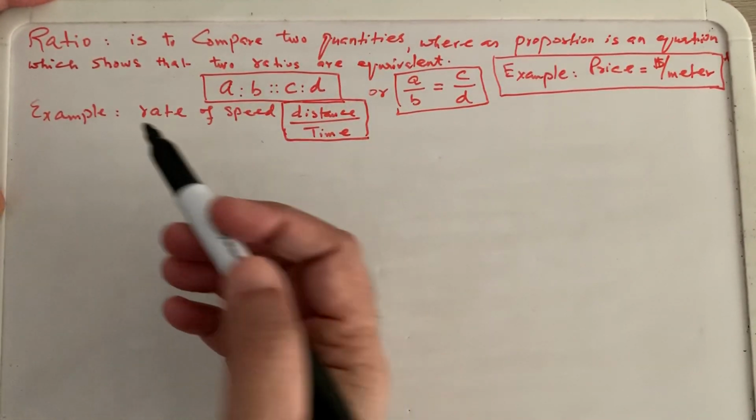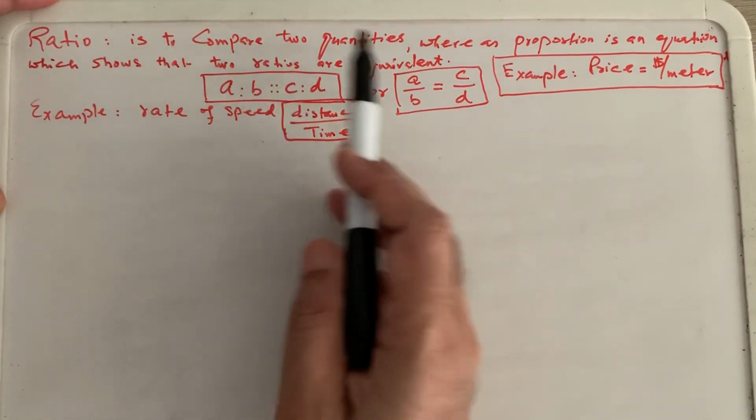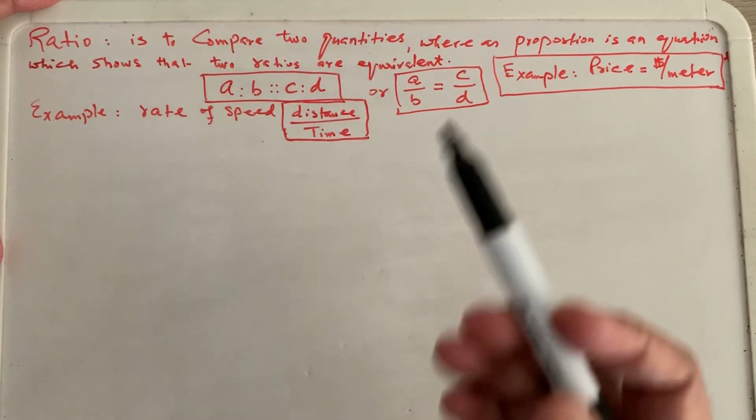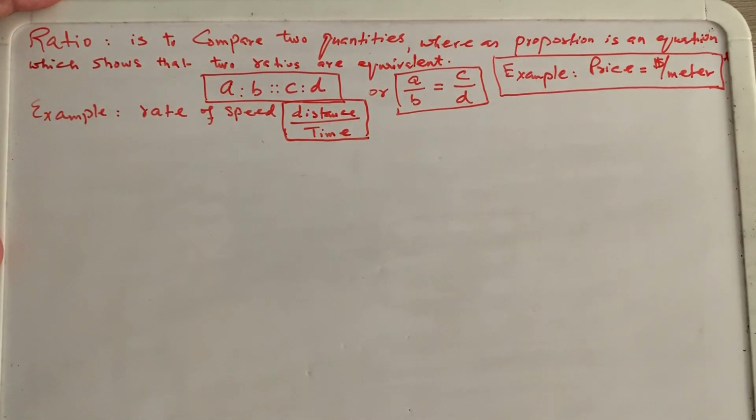What is ratio? Ratio is to compare two quantities. So what is the definition? Most of the kids forget the definition when we ask something or examples. What is an example of ratio? Even if they are in grade 9 or grade 10, they cannot define ratio and proportion. But it's a very important concept.